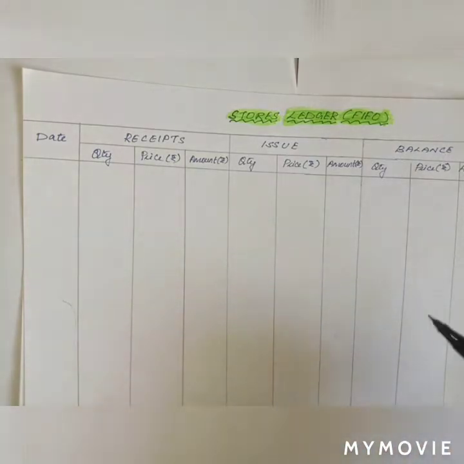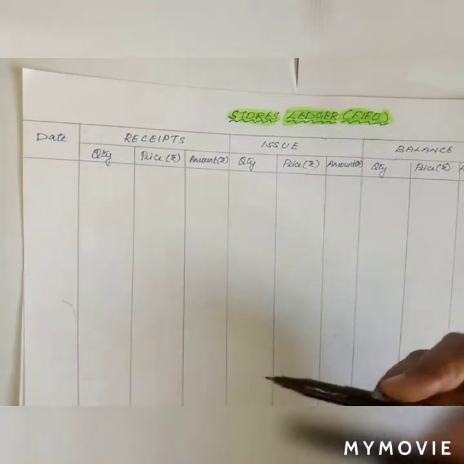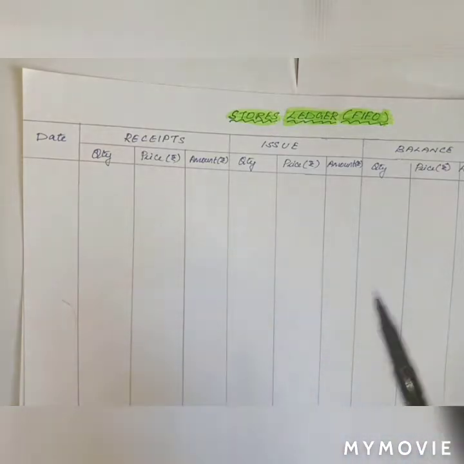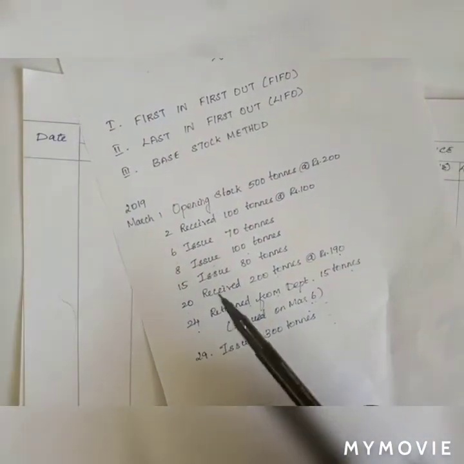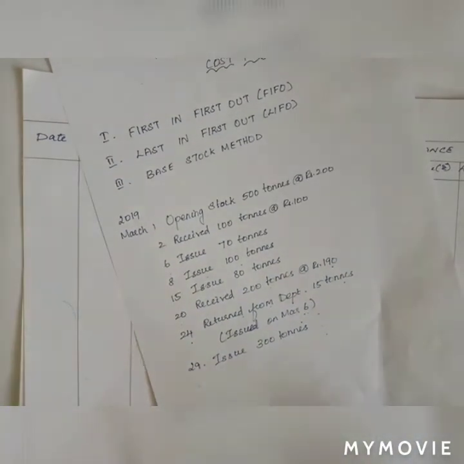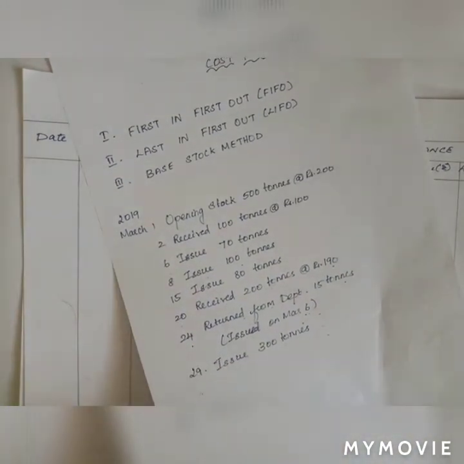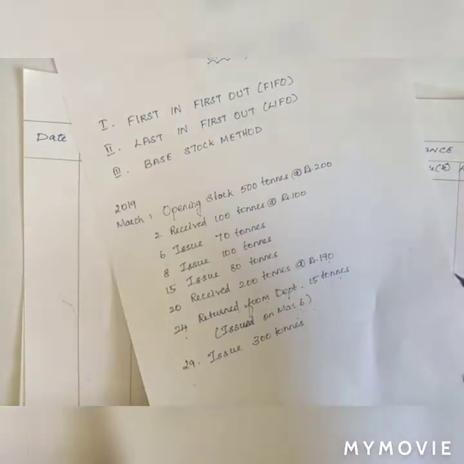That's it. But the question comes, which material has to be released, which material has to be issued. So that is what we are going to see here. So we'll come back to the question here. You can see opening stock of 500 tons at rupees 200. So now we'll enter this opening stock of 500 tons at rupees 200.